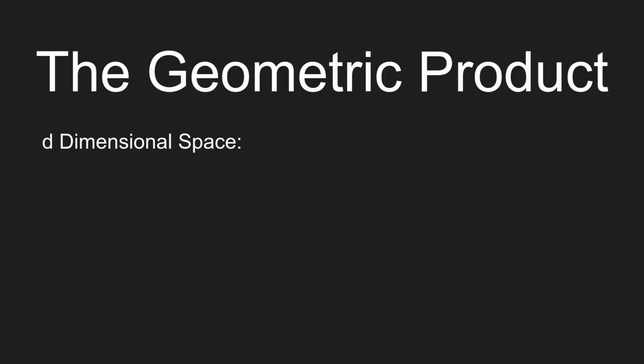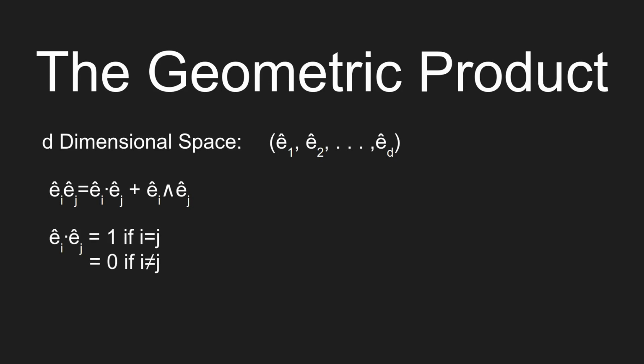First, we denote unit vectors using the letter E with a hat and a positive integer subscript, and we define the geometric product for unit vectors as E_i E_j equals E_i dot E_j plus E_i wedge E_j. Here, the dot product is non-zero with a value of 1 if and only if i and j are equal, and the wedge product is non-zero with a so-called bivector value of E_i E_j equals minus E_j E_i if and only if i and j are different.